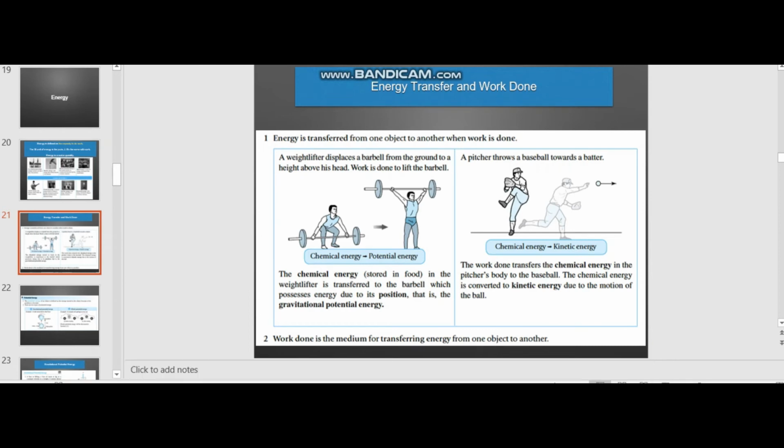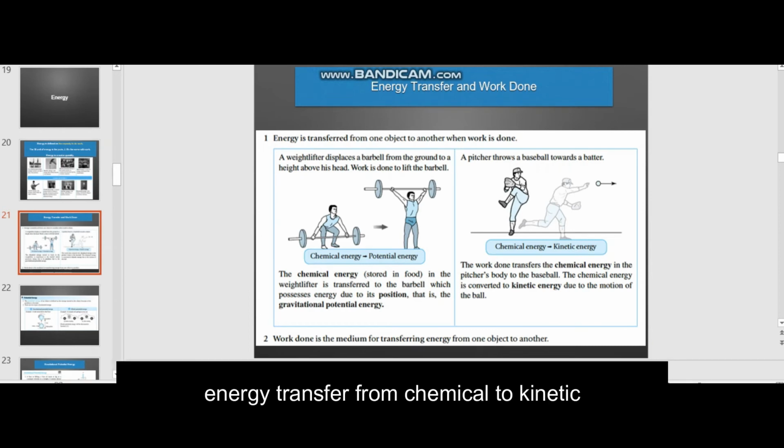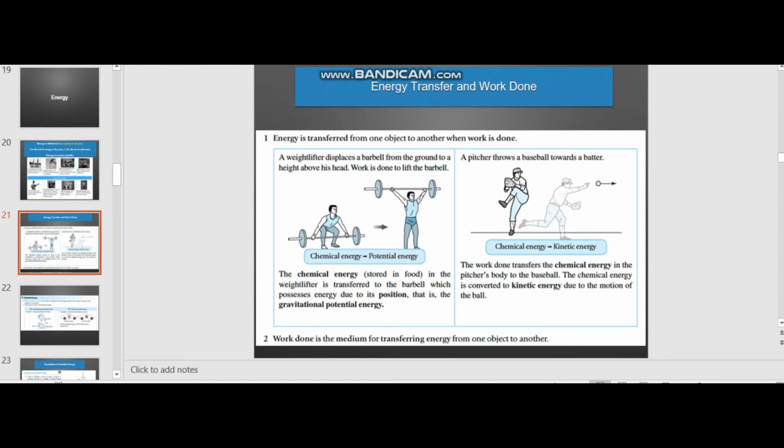And the next one is chemical energy to kinetic energy, where a baseball pitcher throws the ball. The work done is transferred by chemical energy to the baseball, which forms kinetic energy as the ball moves towards the direction.